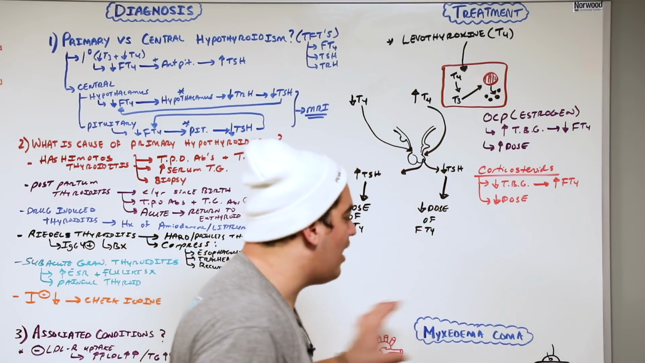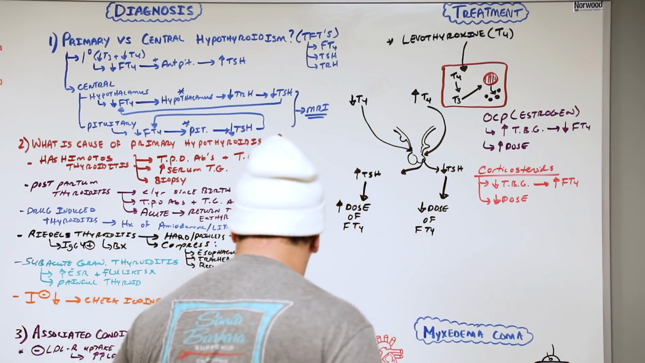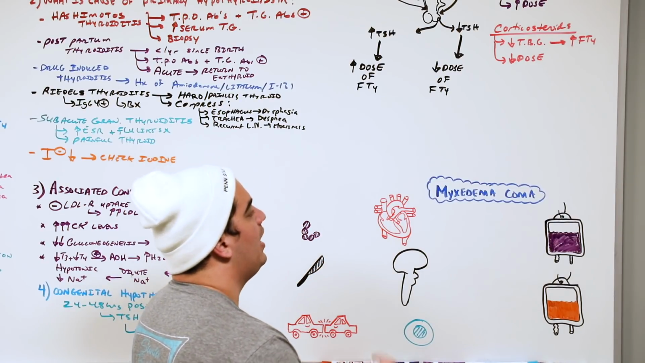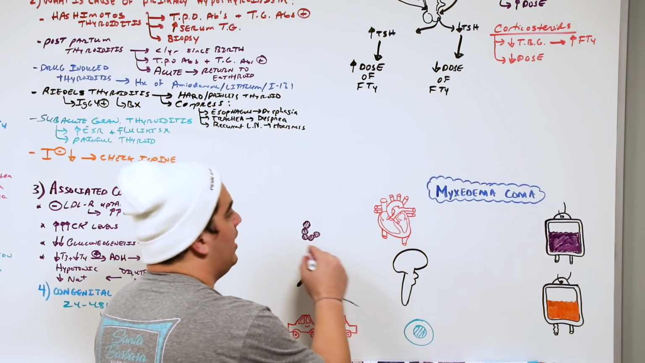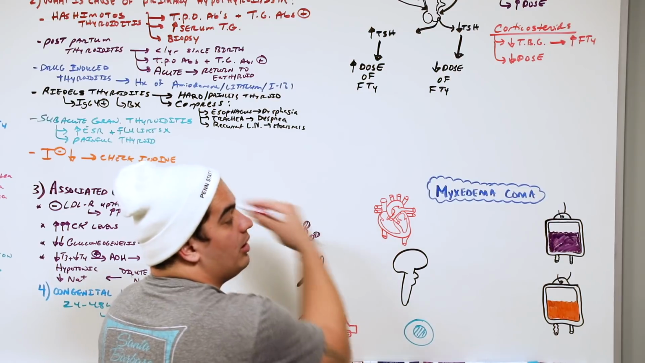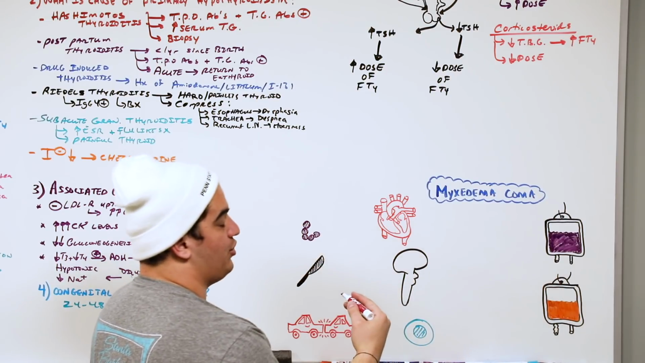Let's finish up the last conversation here with myxedema coma. All right, so myxedema coma is a very serious complication from hypothyroidism. What I want you guys to take away from this is what are the triggers, what are the primary clinical features, diagnosis, we already talked about it, and what's the emergent treatment that you guys should know.